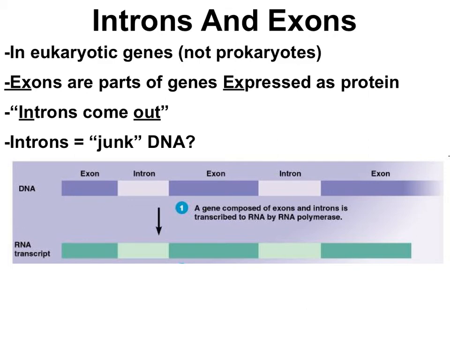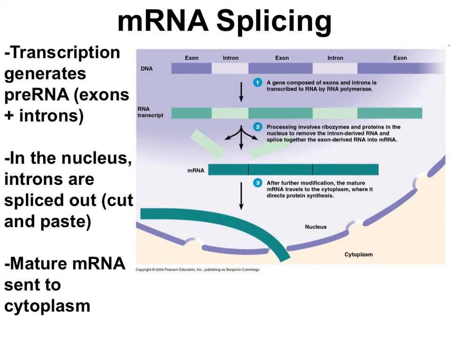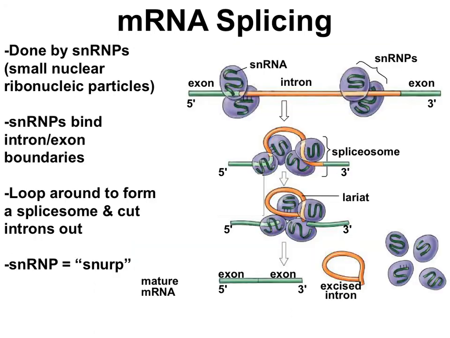Splicing takes the introns out. Just like everything else in transcription, splicing happens in the nucleus. Here's the nuclear membrane. Think of splicing as cut and paste. The introns are cut out, and the exons are pasted together. After splicing, the pre-RNA is now considered a mature RNA, and the mature RNA leaves the nucleus through the nuclear pores to go get translated.